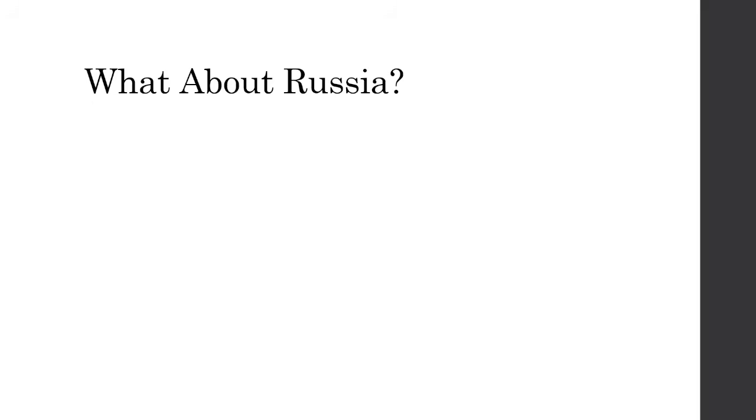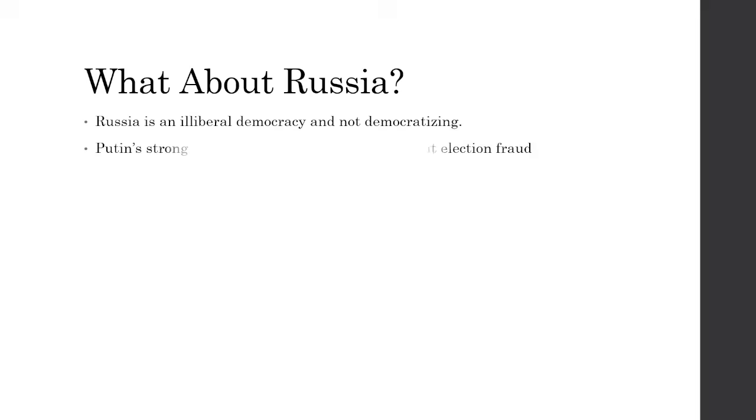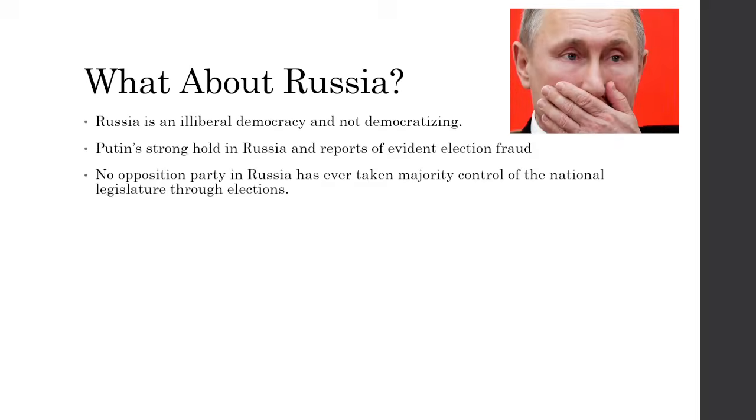Now, what about Russia? Well, it's not democratic. It's authoritarian. It's very authoritarian. Let's discuss that. So Russia is not a liberal democracy, it's not democratizing. Putin's stronghold in Russia and reports of evident election fraud are not democratic at all. Having different presidents is very democratic. It shows competition in the elections. And reports of election fraud certainly doesn't show free or fair elections. No opposition party also supports that.